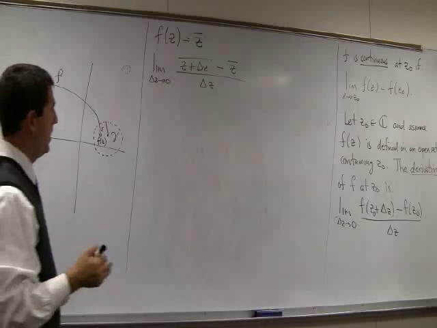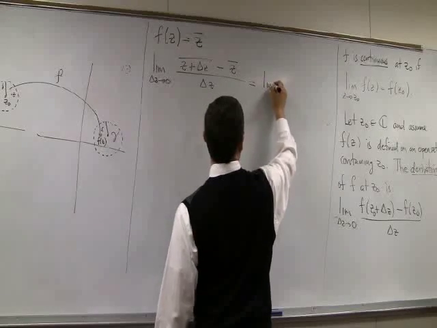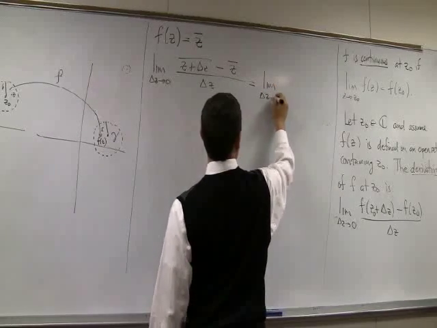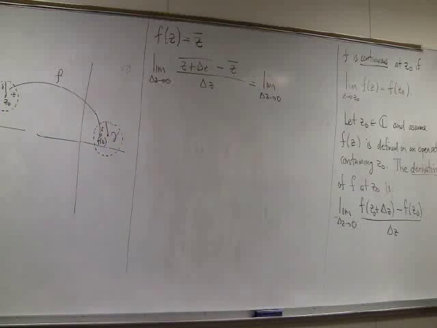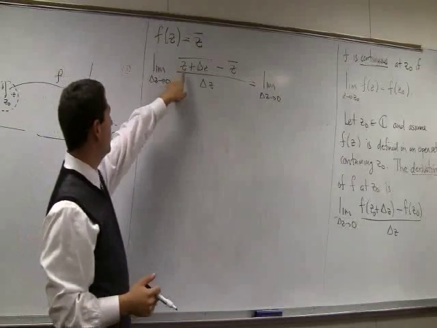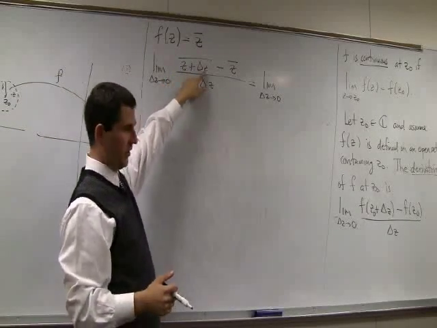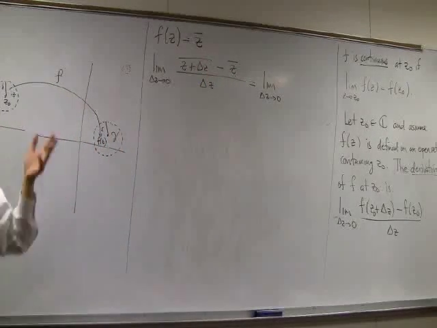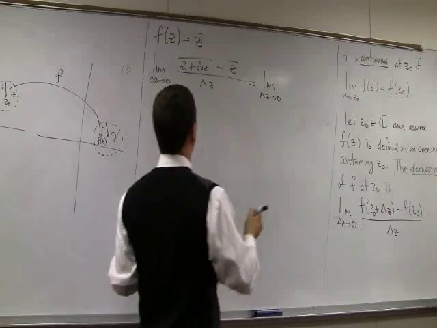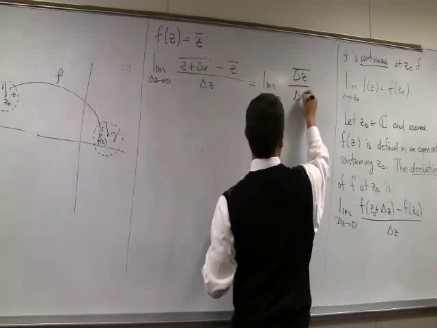Now, as you guys ascertained, I said explicitly once in class, complex conjugation is a ring homomorphism, so you can break it up on the sum. So this becomes z bar plus delta z bar minus z bar. And of course the z bars cancel, so you're just left with delta z bar divided by delta z.